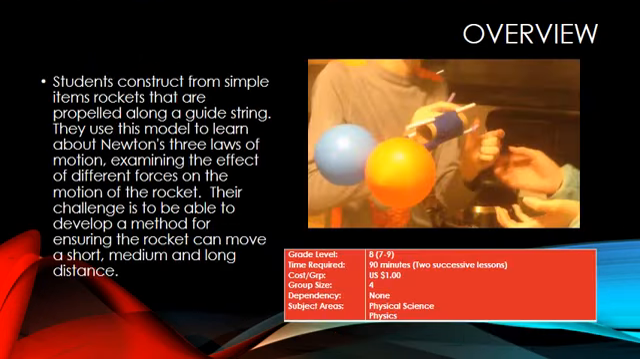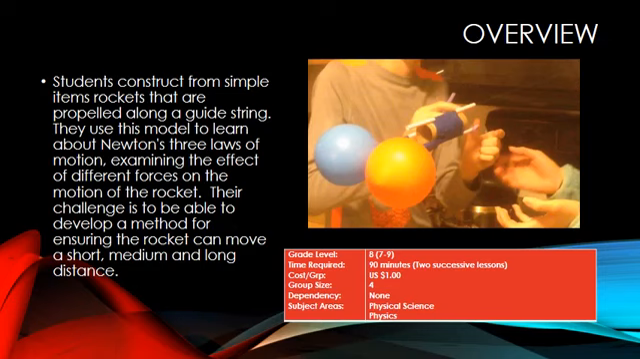In this activity, students construct from simple items rockets that are propelled along a guide stream. They use this model to learn about Newton's 3 laws of motion, examining the effect of different forces on the motion of the rocket. Their challenge is to be able to develop a method for ensuring the rocket can move a short, medium, and long distance.